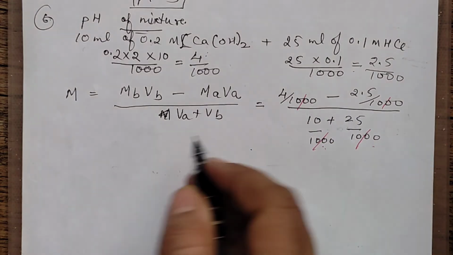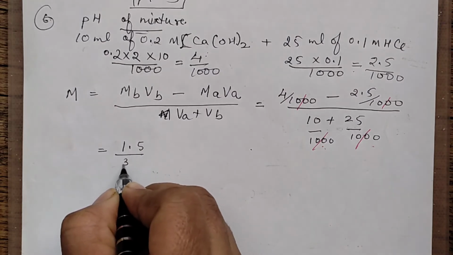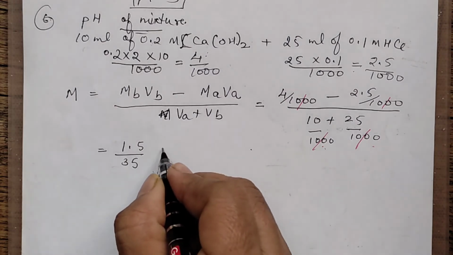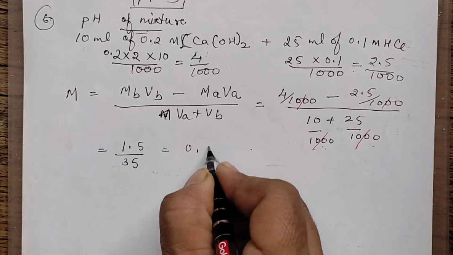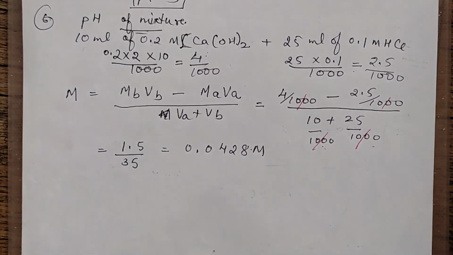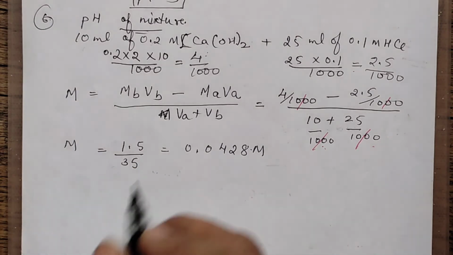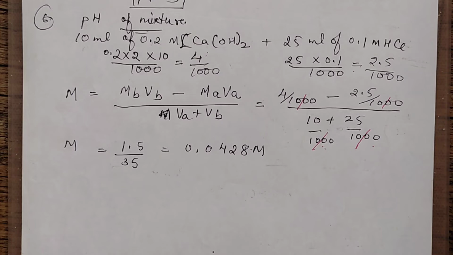When you solve the upper part, you get 1.5 divided by 35, which is 0.0428. This is our final molarity. Using this molarity, now we will have to calculate the pH.